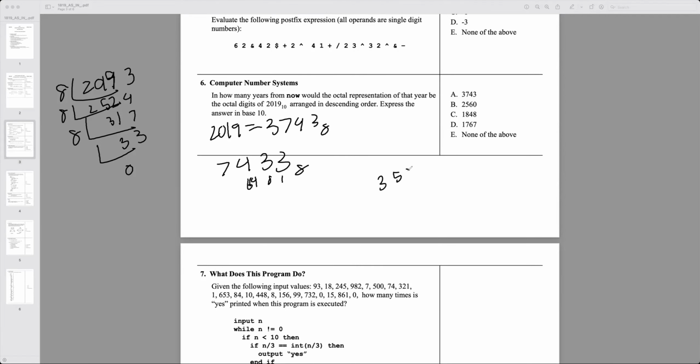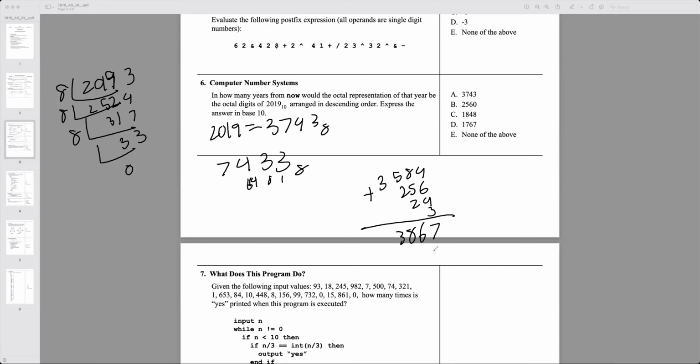3, 3, 4 plus 3, 5, 8, 4 plus 256, 24 plus 3 is equal to 3867.